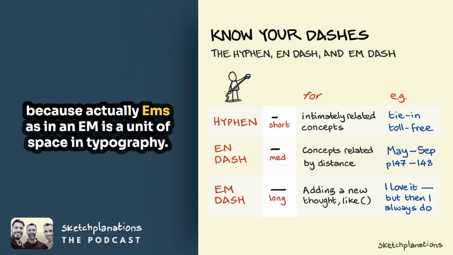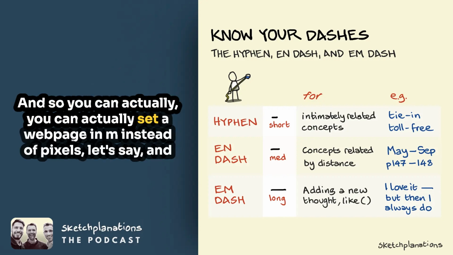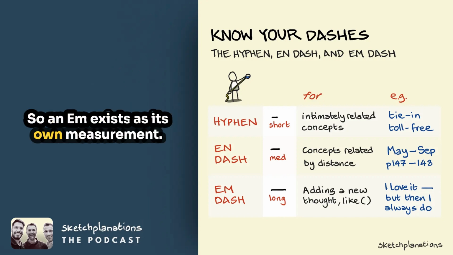Yeah. Because actually M's, as in an EM, is a unit of space in typography. And so you can actually set a web page in EMs instead of pixels, let's say, and everything can be spaced proportionally in EMs instead. So an EM exists as its own measurement.